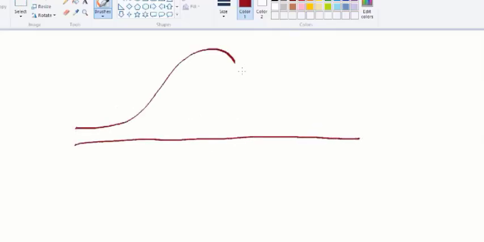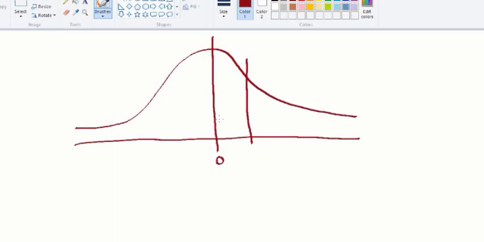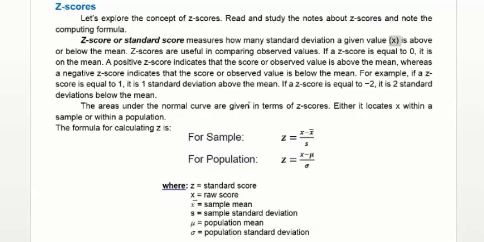Like this, for example, this is your mean, 0. If it is 1, it means it is 1 standard deviation above the mean. But if it's negative 2, then it is 2 standard deviations below the mean. So, below means on the left, and above means on the right. Okay? The areas under the normal curve are given in terms of z-scores. Either it locates x within a sample or within a population.